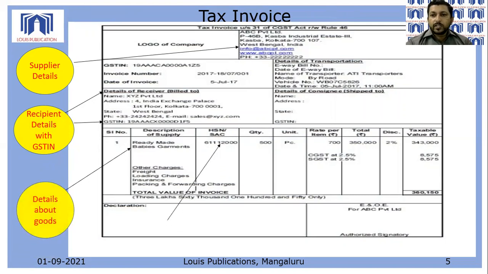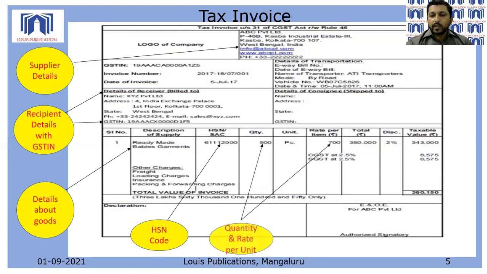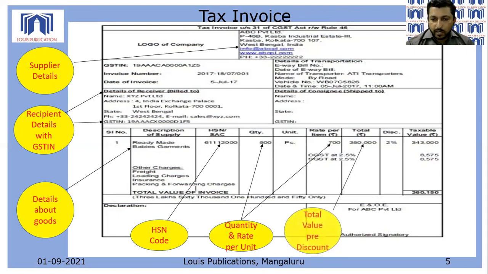Then we talk about the HSN, the 8-digit code, the Harmonized System of Nomenclature, if it is goods. If it is services, it will be a 6-digit service accounting code. Then we talk about the quantity and rate per unit of an item. Next, the amount prior to discount, the total pre-discount value. Then you can see the discount portion is given over here, just an imaginary percentage, 2%.